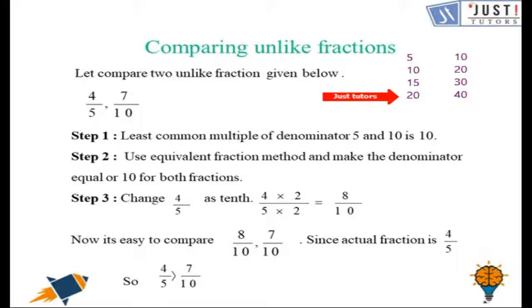So we'll convert 4/5 into tenths. 4/5 into tenths is done here. 5 times 2 gives you 10, so you'll multiply the numerator by 2 as well, which gives 8/10. Now we can easily compare the fractions: 8/10 is bigger than 7/10.